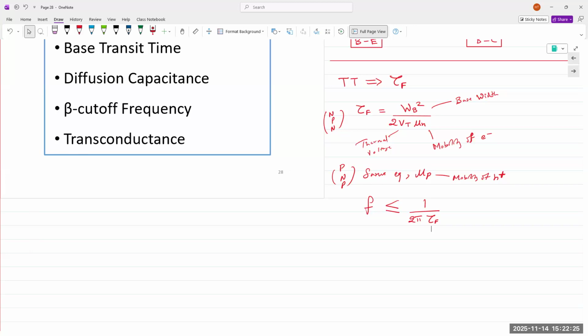Okay, any questions? Where? Oh, holes. Holes and electrons. Mu n and mu p.